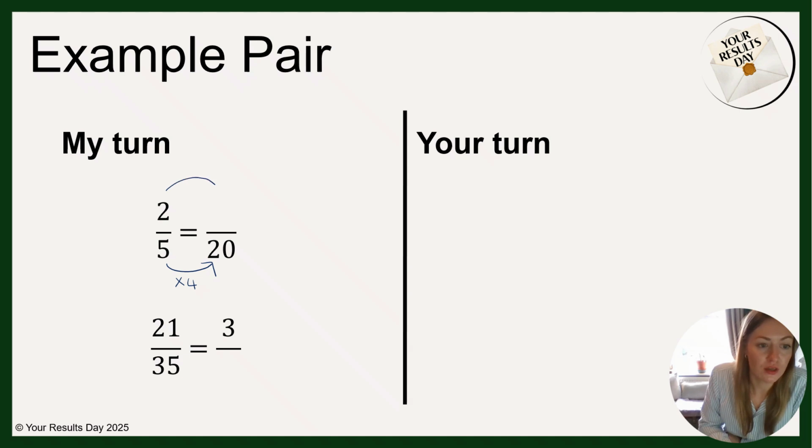Whatever we do to the bottom, we do to the top. So 2 times 4 is 8. So these fractions are exactly the same value. They are worth the same. They just look different. So we say they're equivalent.